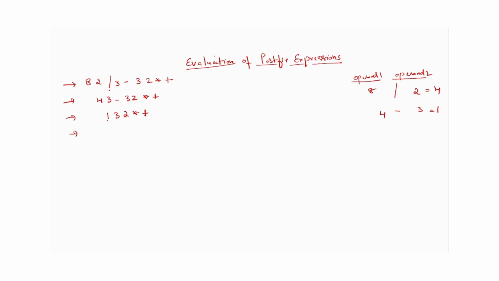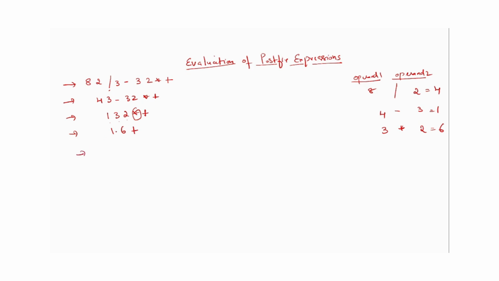Again I will scan from left to right. 1 3 2 star. I will stop. Again, what would be operand 1 and what would be operand 2 here? 2 would be operand 2 and 3 would be operand 1, and I have the operator star here. That is nothing but 6 here. I'll say here 1 6 plus.